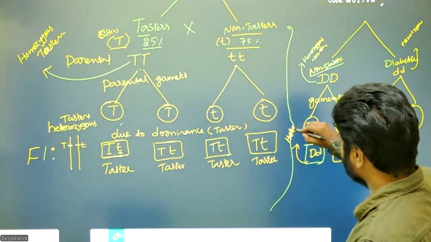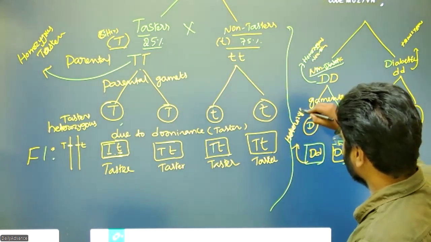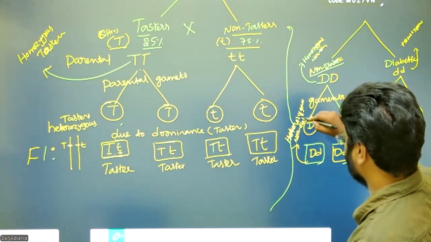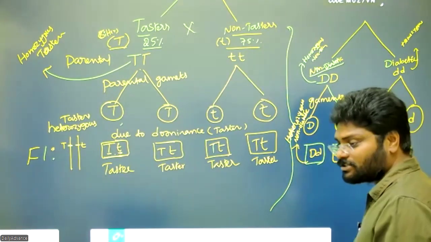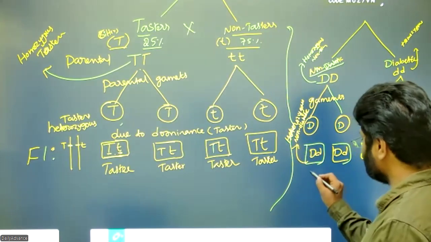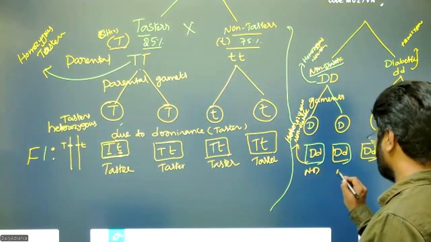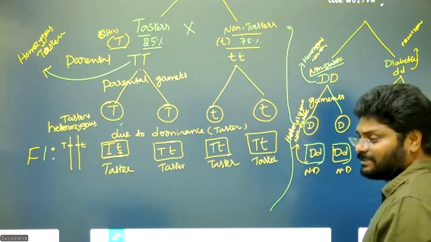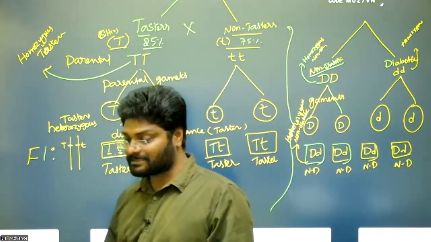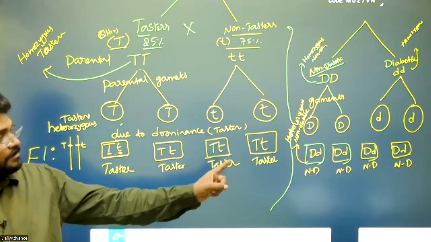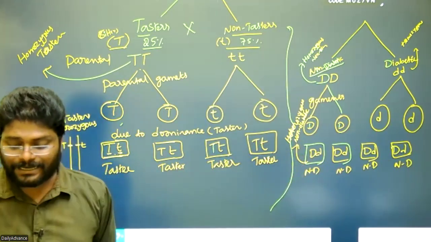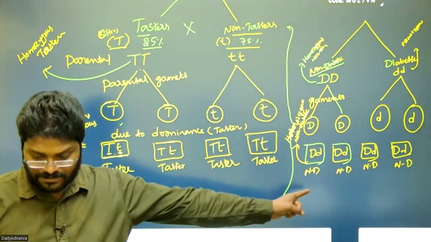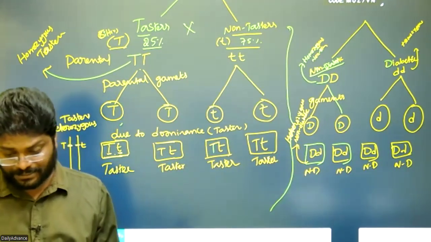Heterozygous condition, heterozygous non-diabetic. So everyone is non-diabetic. But still he has the diabetic gene. So small d is a diabetic gene. Understand? Small d is a diabetic gene, capital D is a non-diabetic gene.